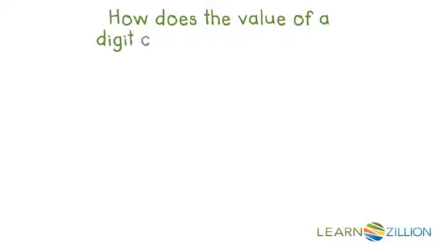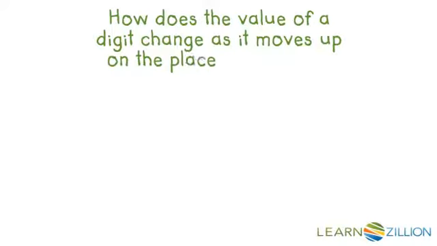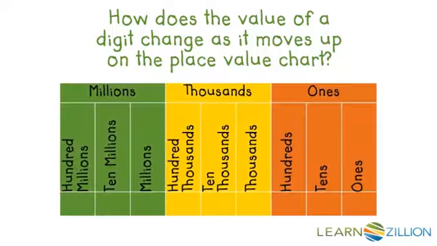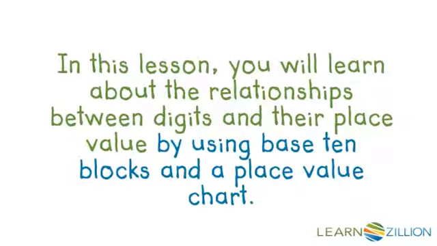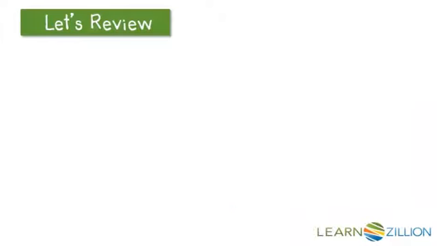How does the value of a digit change as it moves up on the place value chart? Notice the 5 changes its location, and as it changes, its value changes too. In this lesson, you will learn about the relationships between digits and their place value by using base 10 blocks and a place value chart.